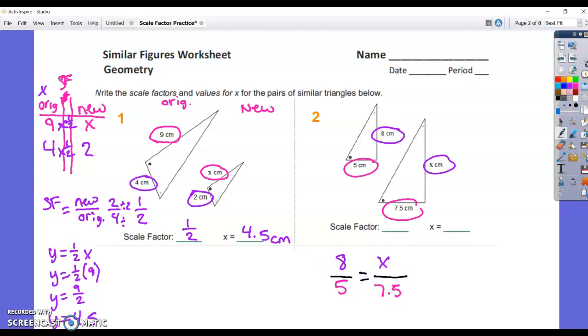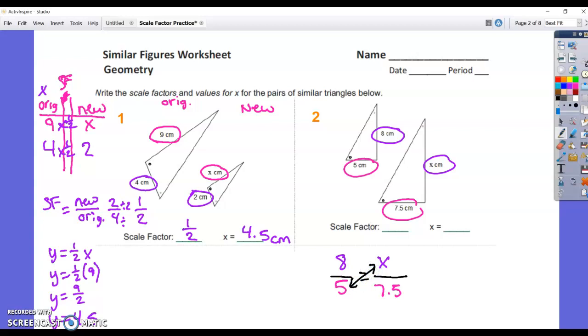So if I set this up the other way, if I had the 5 on the top, then the 7.5 would need to go on top. The corresponding measures need to be horizontal from each other. Okay, so we're going to cross multiply.